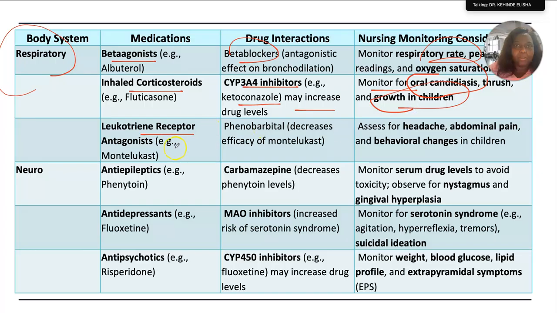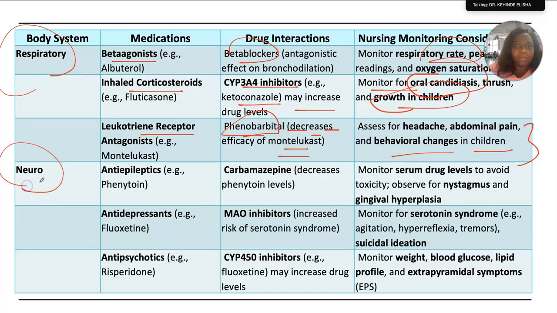Now, what about leukotriene receptor antagonists? Example, montelukast. Phenobarbital would decrease the efficacy of montelukast. Now, assess for headache, abdominal pain, and behavioral changes in children.